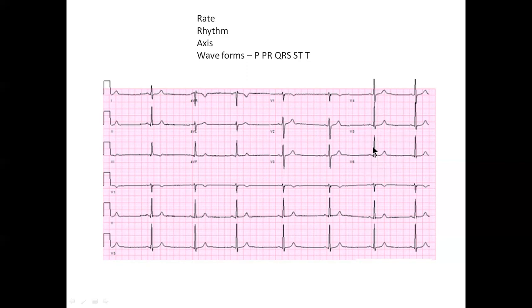And finally, we check to see whether the QRS looks really tall in V6 and the S looks really tall in V1, indicating left ventricular hypertrophy, and that's not the case here either. So as you can see, if you are methodical, you can read an ECG really quickly.